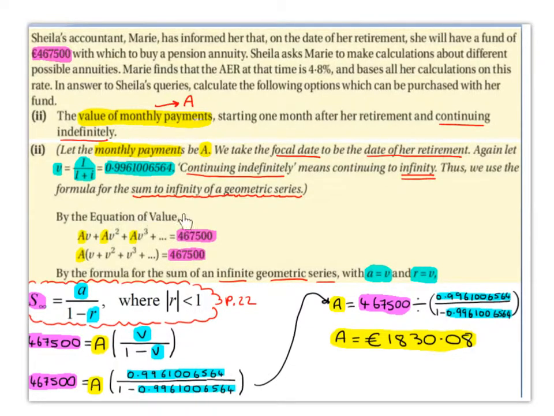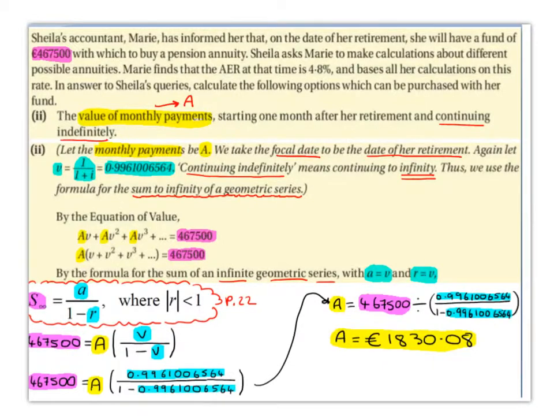So by the equation of value, we have AV plus AV squared plus AV cubed plus ... forever, and that's equal to 467,500. We can factorize, we get A times V plus V squared plus V cubed plus ... going on to infinity, again is equal to 467,500. So by the formula for the sum of an infinite geometric series, which is this formula here, a over 1 minus r, from page 22 of the formula book, we're going to let a equal V and r equal V.